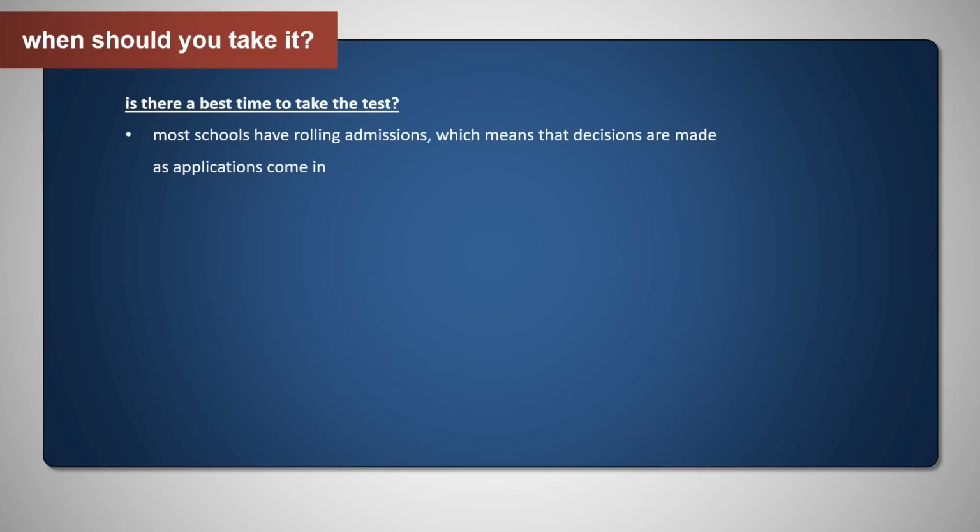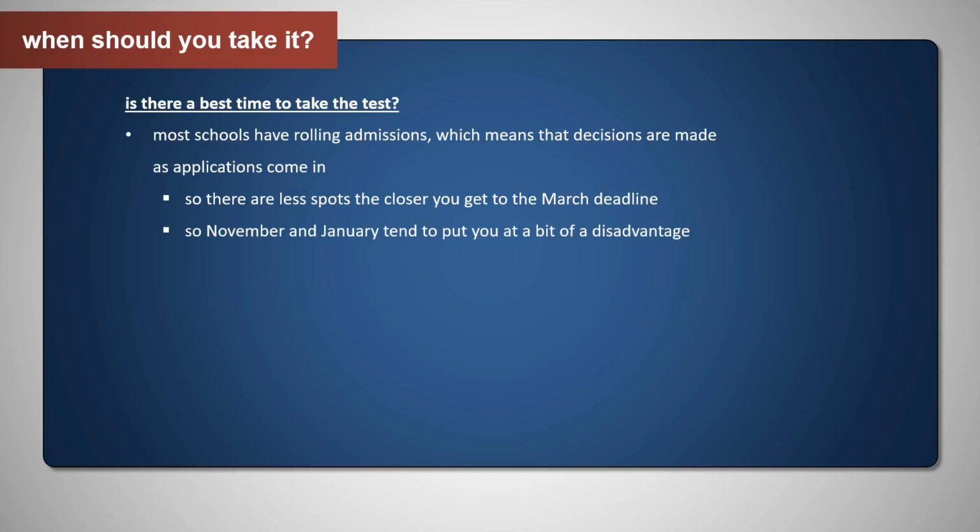Most schools have rolling admissions, which means that decisions are made as applications come in. So there's less spots the closer you get to that March deadline. The application deadline, not the March administration. So the March application deadline when schools stop taking applications. So essentially, if you take the test in either November or January, that tends to put you at a bit of a disadvantage because by the time you're done with the test and by the time your scores come in and by the time you send it out, you're close to that March application deadline.